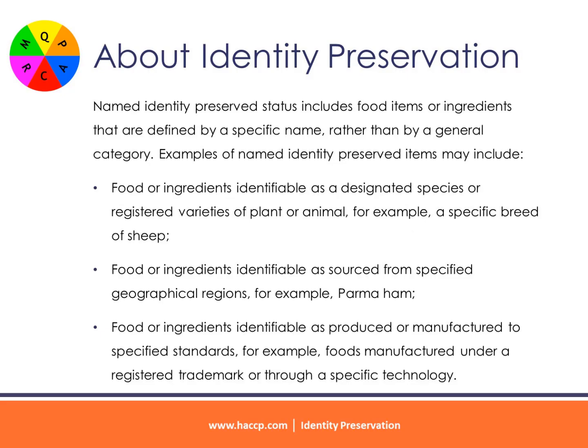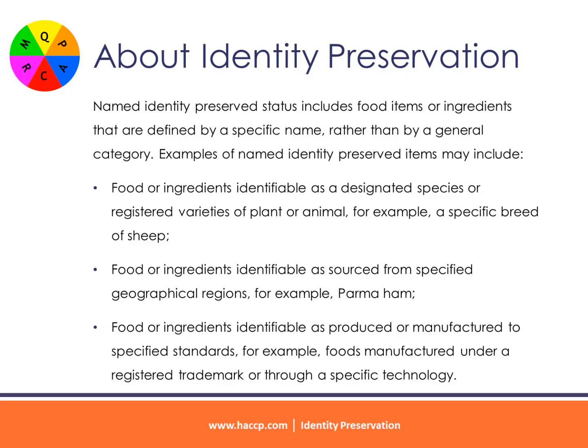Named identity preserved status. Named identity preserved status includes food items or ingredients that are defined by a specific name, rather than by a general category. Examples of named identity preserved items may include food or ingredients identifiable as a designated species or registered varieties of plant or animal. For example, a specific breed of sheep.